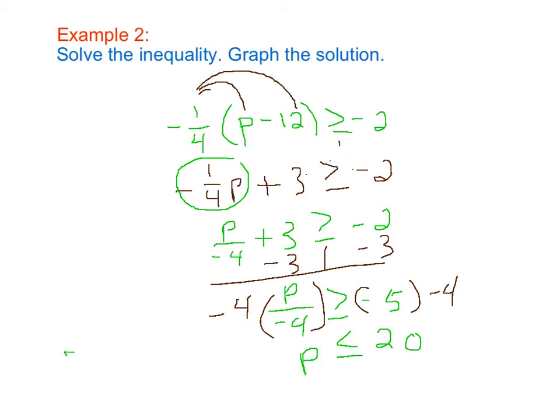So if we graph this on a number line, it's going to look something like this. Since we got a less than or equal to symbol, we're going to have a closed dot. And we want less than, so we're going to shade to the left.